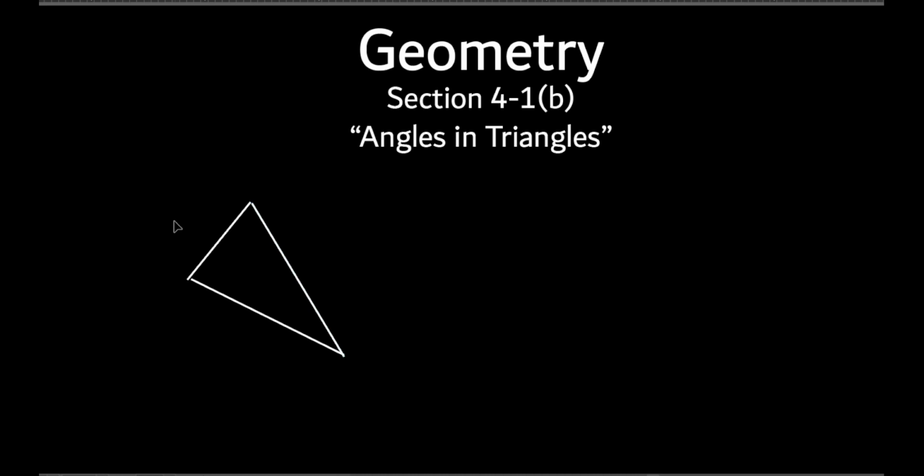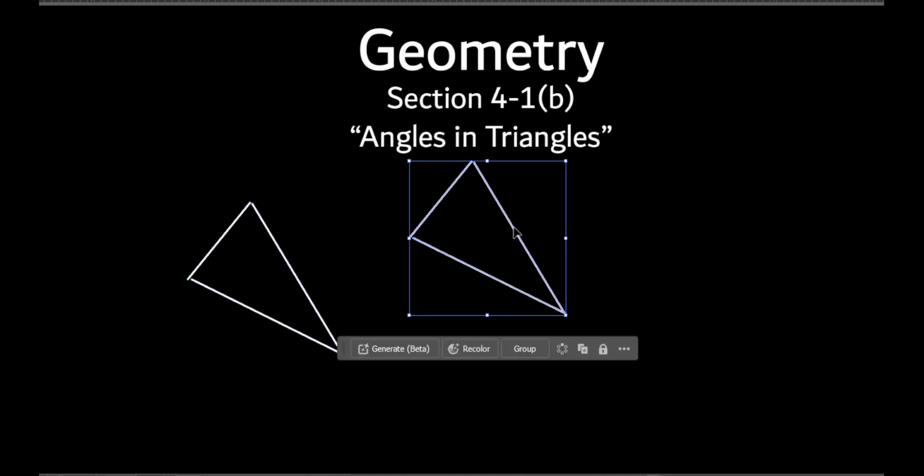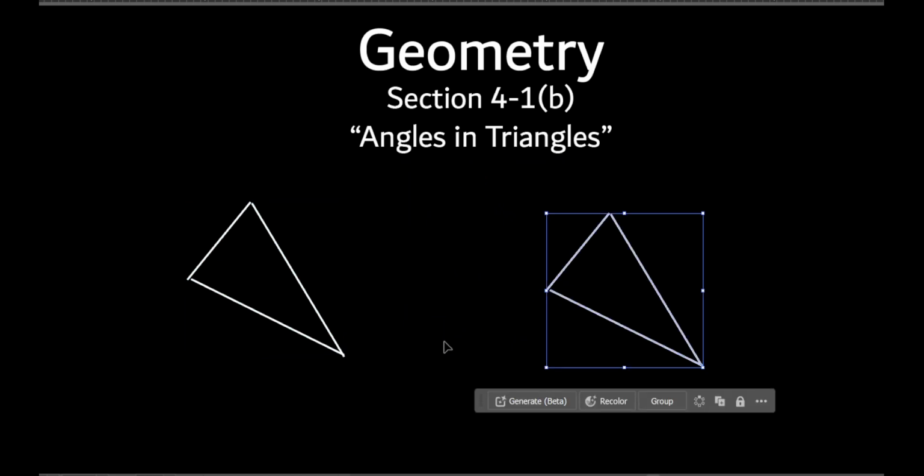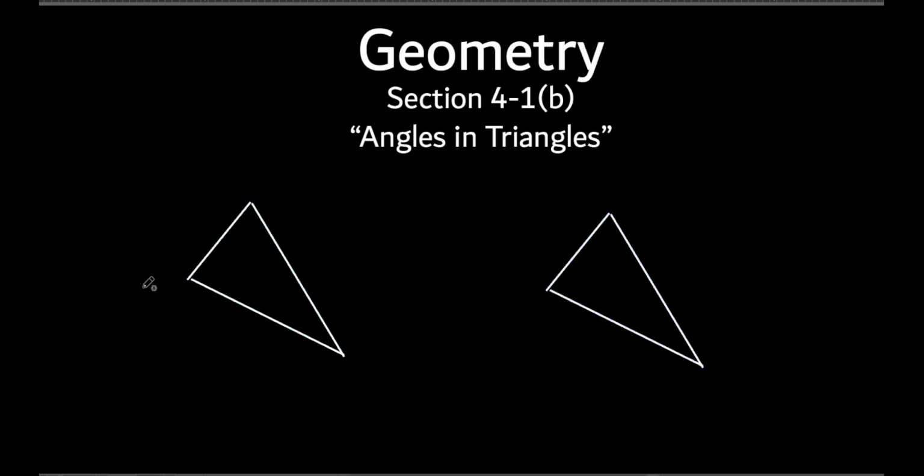Okay. And I'm going to copy and paste it. Put that over here. And I'm going to call this one ABC. And I'm going to call this one XYZ. Actually, it doesn't matter. I'll just go like this, XYZ. Okay? All right, here's what the theorem says.